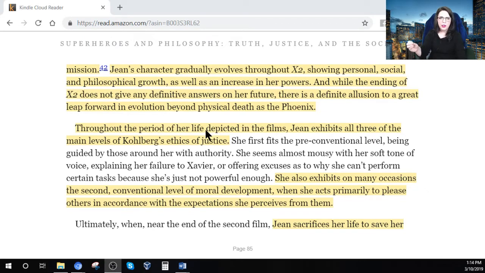So let's go look at that clip of Jean Grey that Housel has been discussing, and then we'll come back and we'll pick up on page 84.